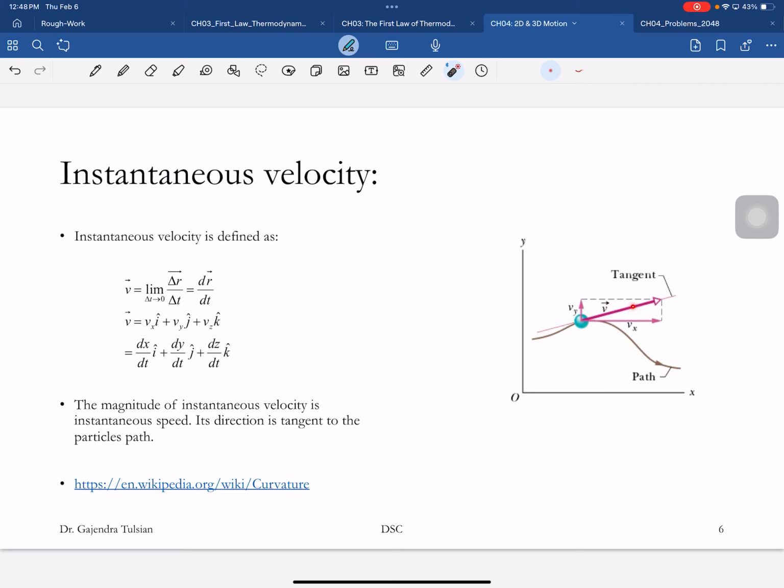The magnitude of the velocity is your speed, and that depends on how fast you're covering an infinitesimal distance. But the direction of the velocity vector will always be tangent to the path. So the velocity vector is given by dx/dt i plus dy/dt j plus dz/dt k.